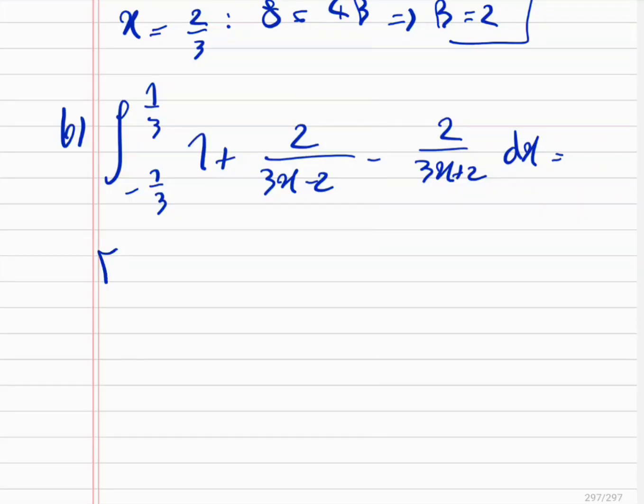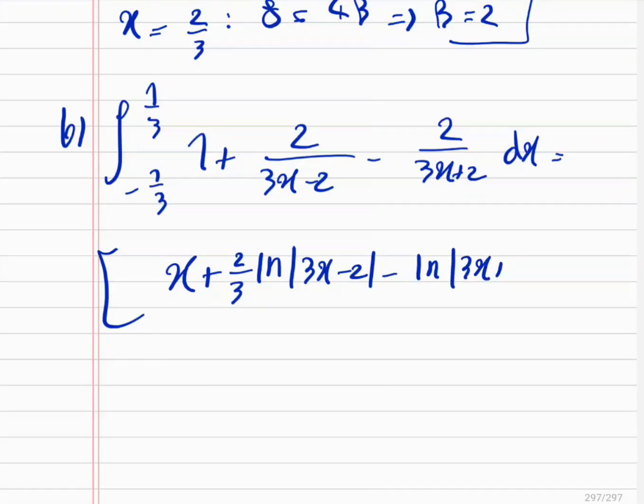Now we have some simple integration. 1 integrates to x, and for this part we can start with the guess of ln of 3x minus 2, but this gives us 3 over 3x minus 2. We want 2 above, so we need to add a constant of 2 over 3 outside, so that cancels out. For this part, we have minus ln of 3x plus 2, and it's the same thing, so minus 2 over 3, because minus 2 over 3 times 3 is just minus 2. And obviously the limits.